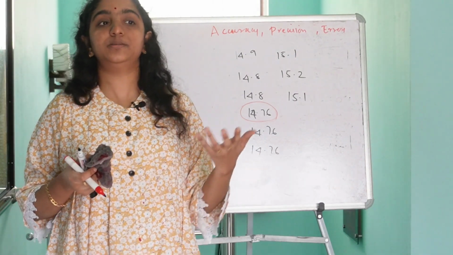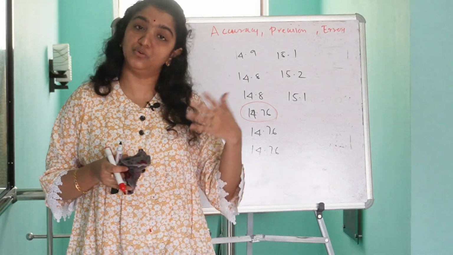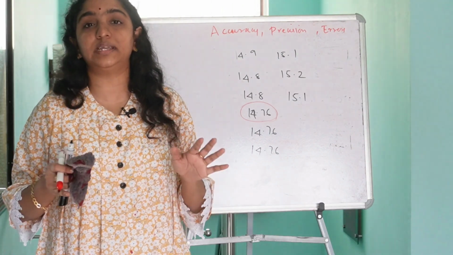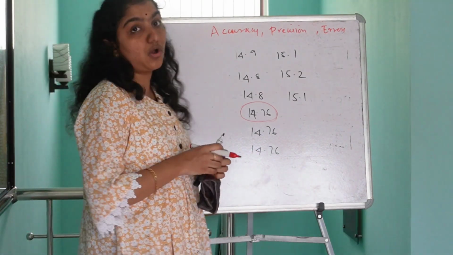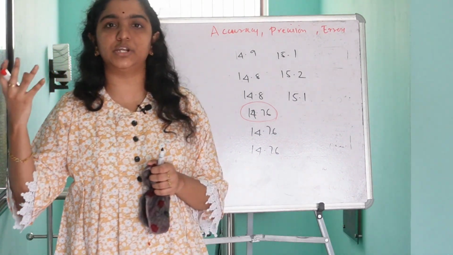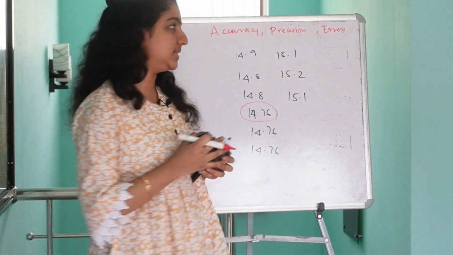Sometimes the most precise value can also be the most accurate value, but it is not the case always. Is it clear? Yes. So what is precision of an instrument and what is precision of measurements? Is it clear, guys? Yes.